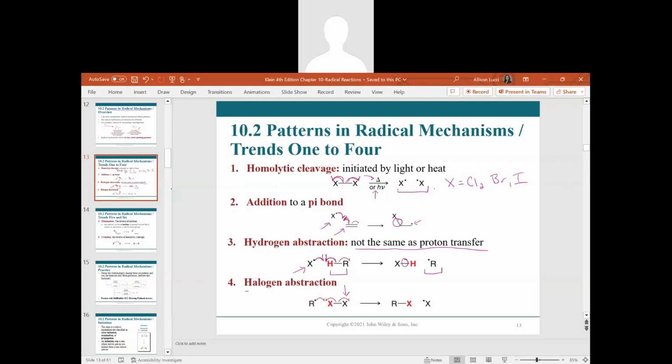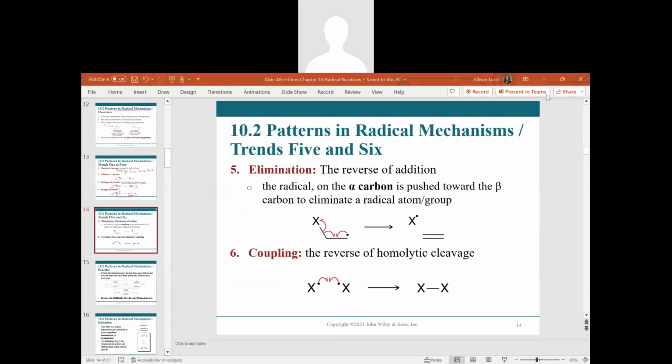We have pattern number 4, kind of similar to hydrogen abstraction. We have a radical of some sort coming in, but now we're going to be removing a halogen, so that X will be removed. We see those two electrons move, the radical electron and the electron from the covalent X-X bond, and we get this new molecule over here, the RX, and we create a new halogen radical. So these are the first 4 patterns that we should learn to recognize. Then we have the last 2 here.